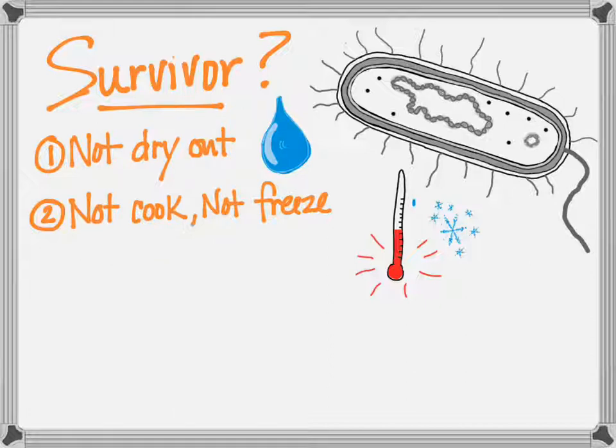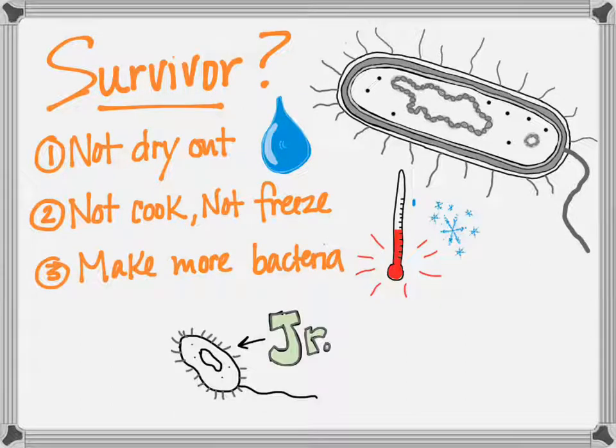Now, not drying out, not cooking, not freezing, those will definitely keep an individual bacteria in the bacteria business. But if we're talking about the whole species, well, there's one other thing they gotta do. Make more bacteria. Aw, isn't Junior adorable? Look at his little flagella. Aww. Bacteria reproduce asexually, meaning one parent produces two offspring, through a process called binary fission, where one bacteria splits, like magic, into two new bacteria. But we'll talk more about that in the next video.